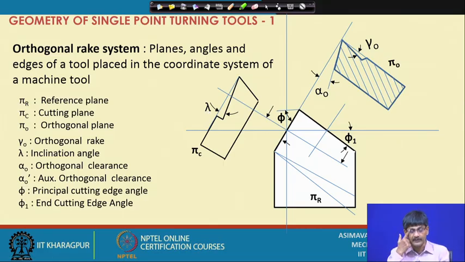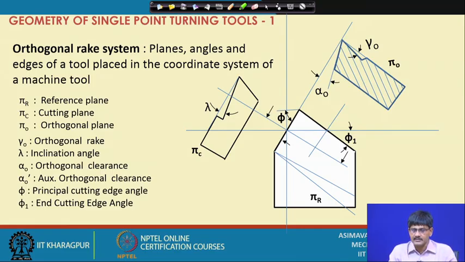How is lambda defined? Lambda is the angle between the rake surface and the reference plane measured in the cutting plane. Okay? It is the angle between the rake surface and the reference plane measured in the cutting plane. Hence, this way we come across inclination angle. So, lambda is called inclination angle. It is also a type of rake angle.